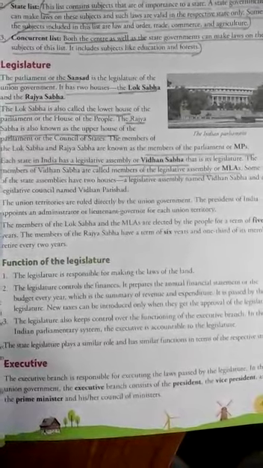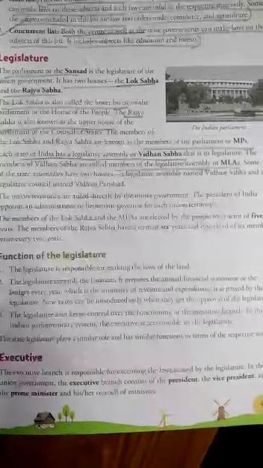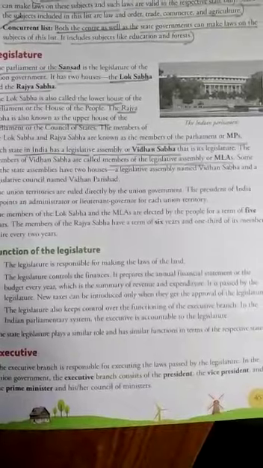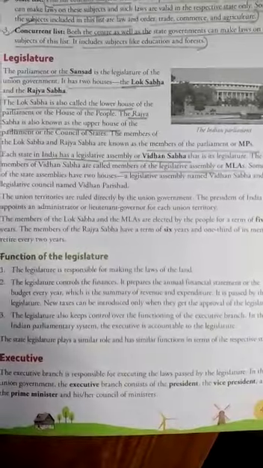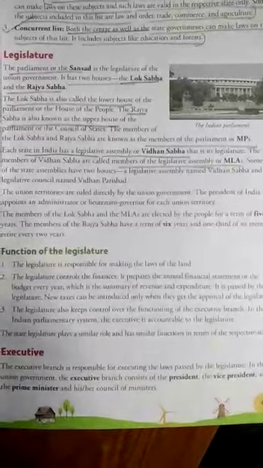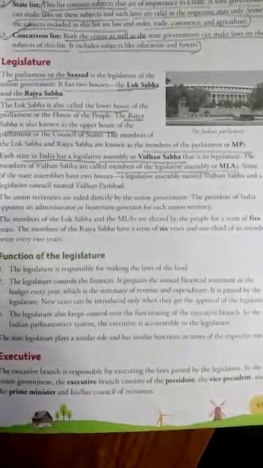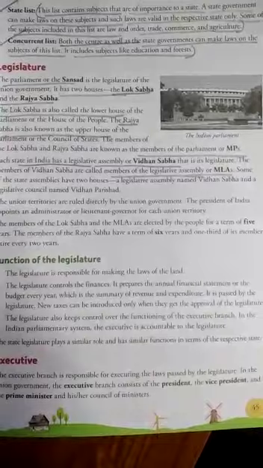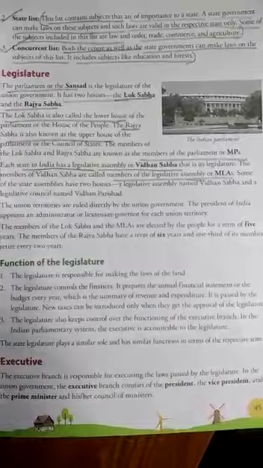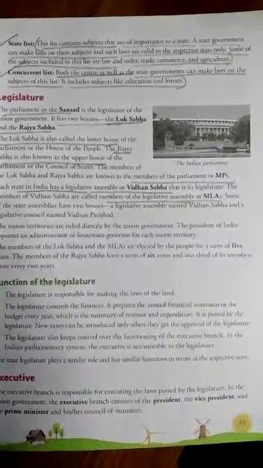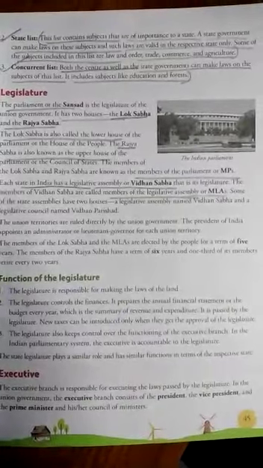So students, the members of Lok Sabha and Rajya Sabha are known as MP. So full form of MP is Member of Parliament. Okay, so the Members of Parliament are called MPs, okay, and the members of State Legislative Assembly are called MLA. Okay, so members of the Legislative Assembly. Okay. And students, the Legislative Assembly of State is also called Vidhan Sabha.